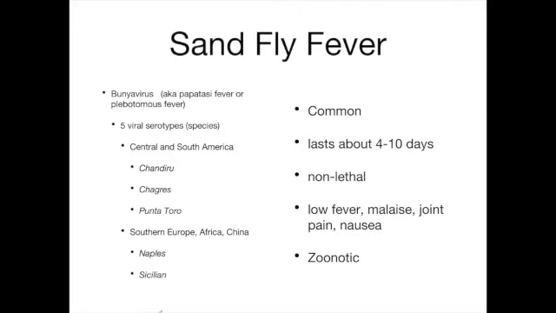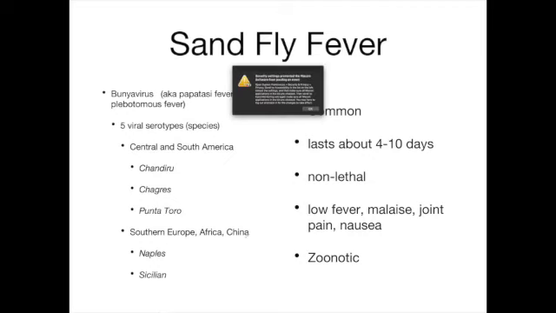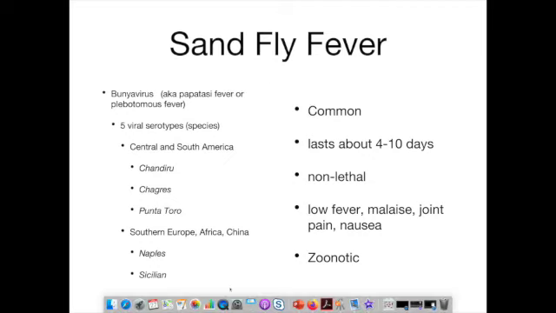Sandfly fever is known as bunyavirus or Papatasi fever and Phlebotomus fever. Sorry about that. And there are 5 different types or serotypes of this bunyavirus known as sandfly fever. In Central and South America, it's called Shandiru, Chagres, and Punta Toro. These are what we call serotypes or subspecies, 5 different viral bunyavirus species. In Southern Europe and Africa, China, Naples, and Sicilian strains, and sandfly fever is pretty common.